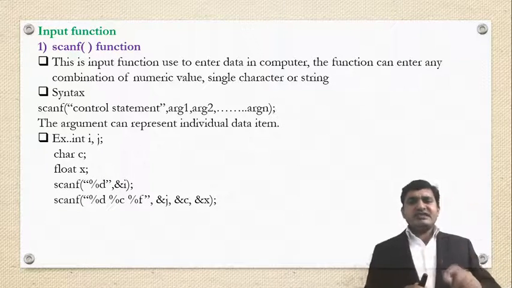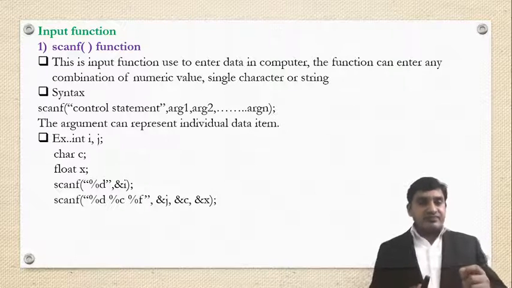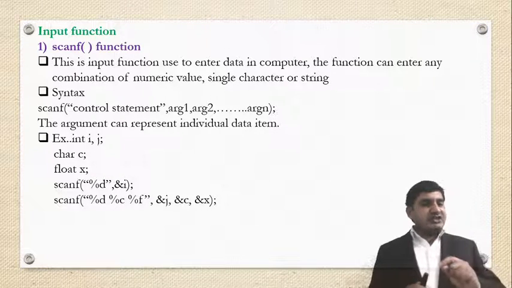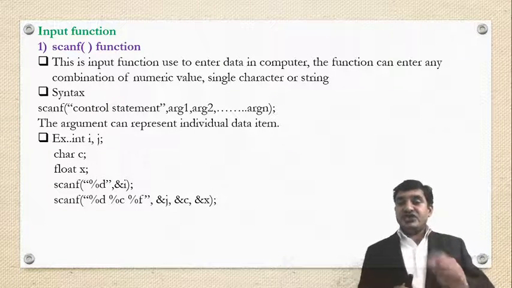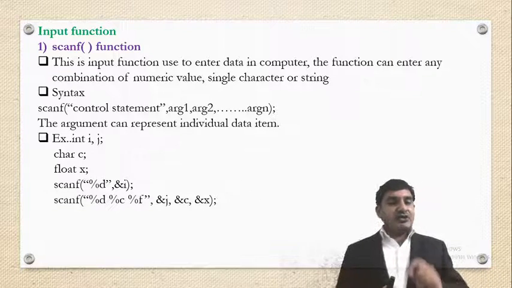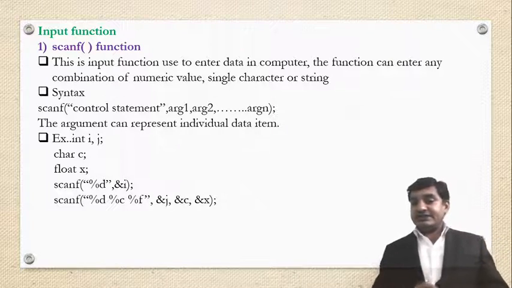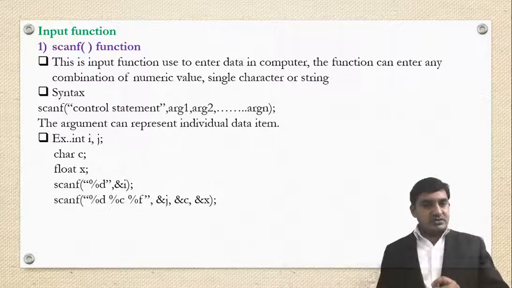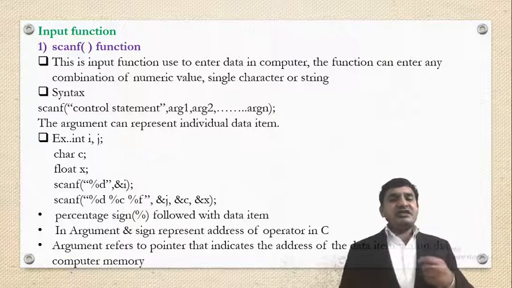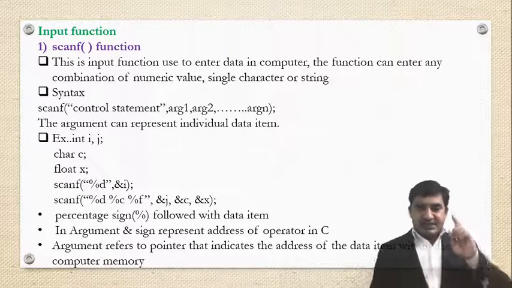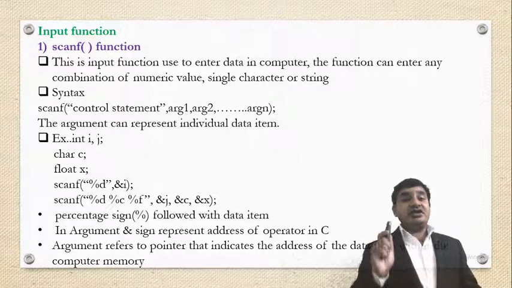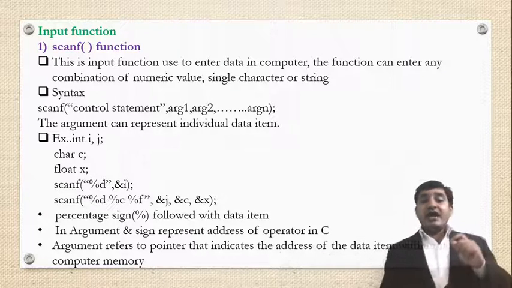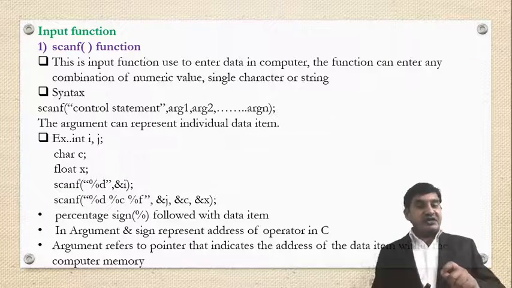Now this scanf function is used to enter integer j, character c, and float x. So %d is used because j is an integer, %c because c is a character, and %f because x is a float. So this is the input function. The percentage sign must be followed by the data item, that is %d, %c, %f. In an argument, the ampersand sign represents the address-of operator in C.